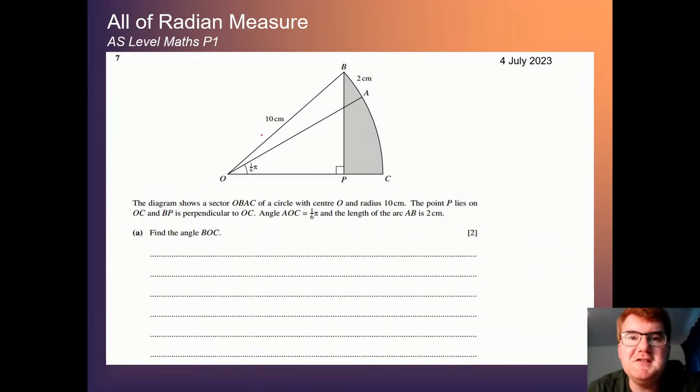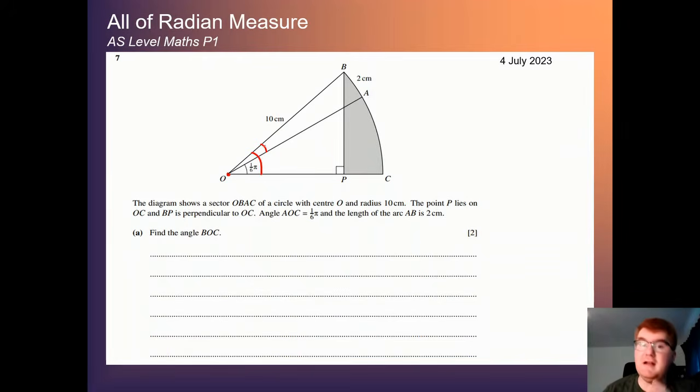Okay, and on to question 7, which is quite similar in some respects to the previous question, but a bit more calculator work. So again, we've got a sector OBAC with our centre at O, radius of 10. The point P lies on OC and BP is perpendicular to OC. So we've got this dropping perpendicular already. AOC, this angle here is equal to 1/6 pi, and the arc is equal to 2. And we want to find the entire angle BOC, so this entire angle here.